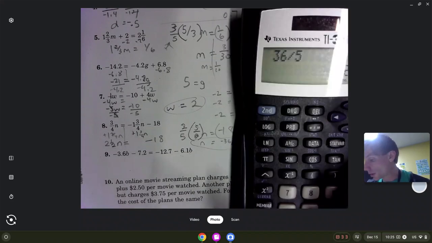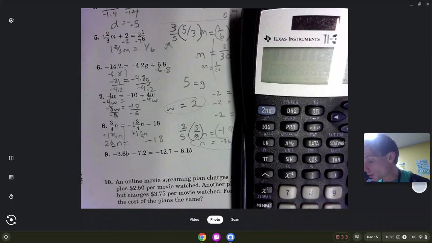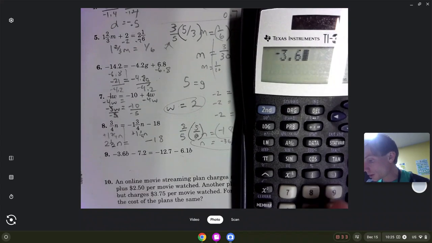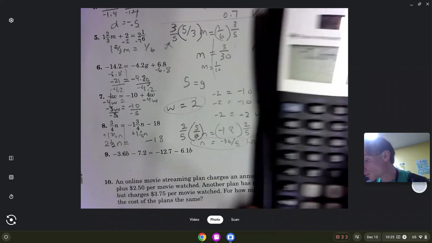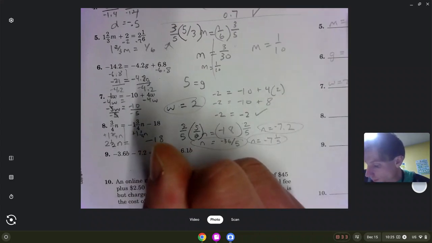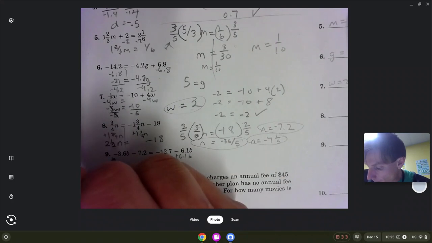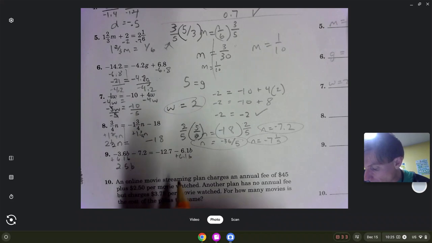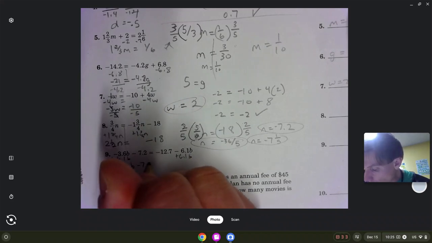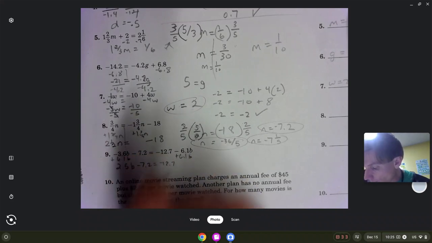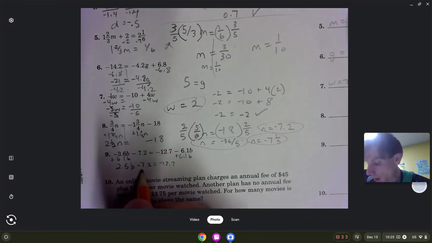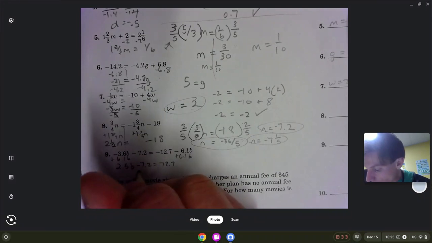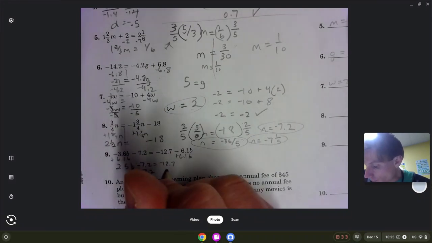I'm going to use a calculator on that one to be sure. So if I'm saying -3.6 plus 6.1, we're going to get 2.5. So again, we added 6.1b. And we get 2.5b, minus 7.2 equals -12.7, okay? So we did move our variables. Now we're going to add or subtract. Opposite of a minus 7.2 is a plus. Getting b all alone, friends.